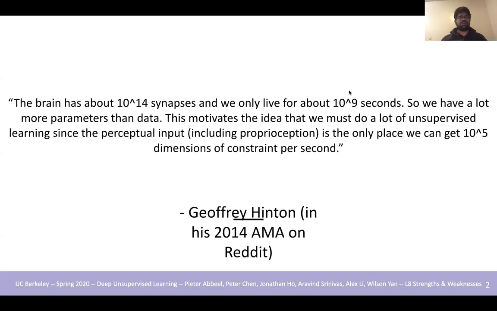So, the brain has 10 to the power 14 synapses, and we only live for 10 to the power 9 seconds. And so, we have a lot more parameters than the data we ingest. So this motivates that we should do a lot of unsupervised learning, because in order to provide sufficient fodder for the number of parameters that we have in our brain, we should be able to predict a lot more bits from the data that we ingest, which is 10 to the power 5 order of magnitude smaller, right? So this was a statement made by Geoff Hinton in his 2014 Reddit AMA.